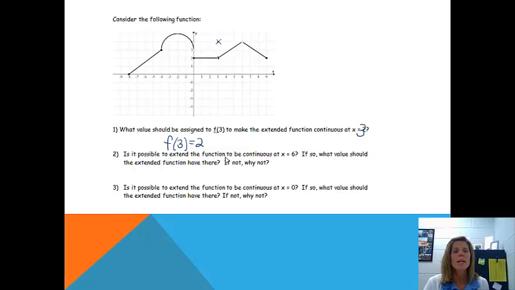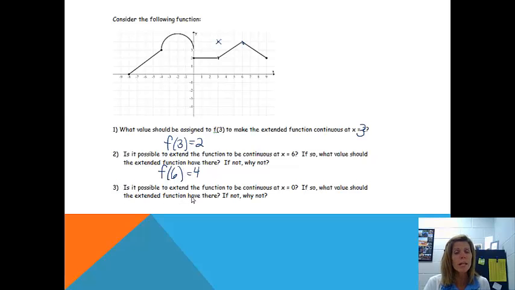Number 2, is it possible to extend the function to be continuous at x equals 6? If so, what value should the extended function have there? If not, why not? So if we look at x equals 6, once again, there's just a hole there. It's a removable discontinuity, so I can plug that hole by just giving a value at 6. If I give the value 4 at x equals 6, I am able to plug that function and make it continuous. So if I let f of 6 equals 4, I have now extended the function to make it continuous at x equals 6. Notice both of those happened at removable discontinuities.